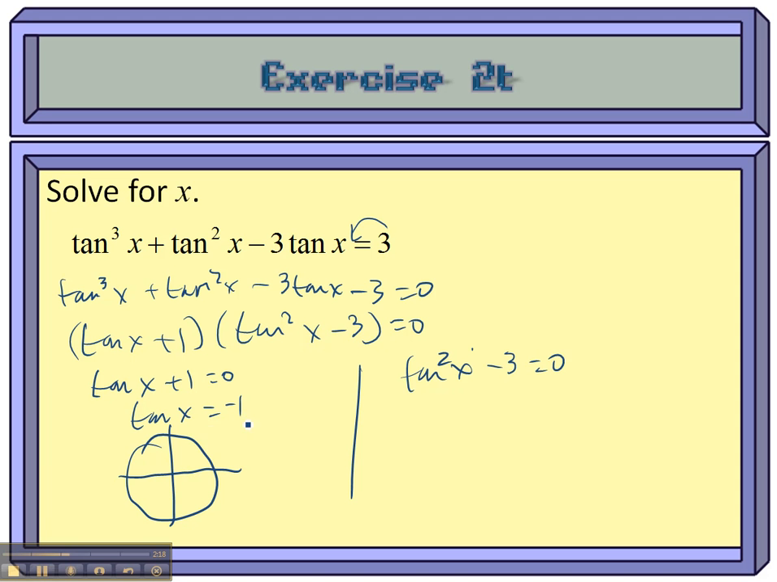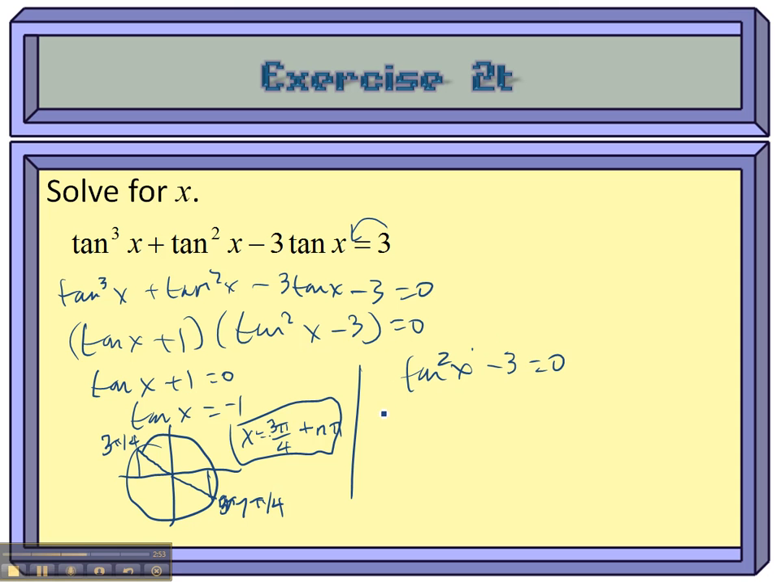Since it's negative, we're over here in quadrant 2. It's that triangle, which is 3 pi over 4. So x is equal to 3 pi over 4, and the period is pi, so plus n pi. Remember that takes care of this one over here in quadrant 4, which is 7 pi over 4. Right, just a difference of pi over there. So there's the first set of answers.